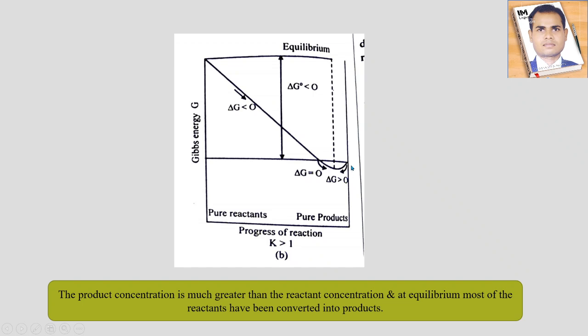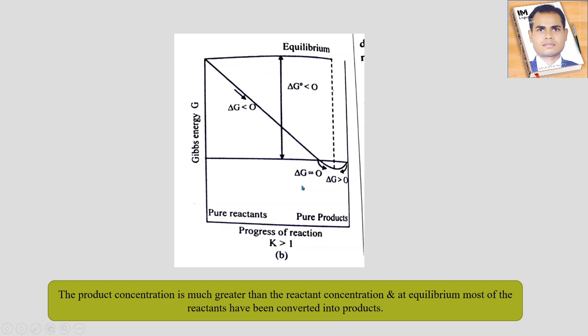You will see the product concentration is much greater, very high compared to the reactant concentration. So at equilibrium most of the reactants have been converted into product. You will see here most of the reactant species are converted into product, so it will be the product favored reaction.